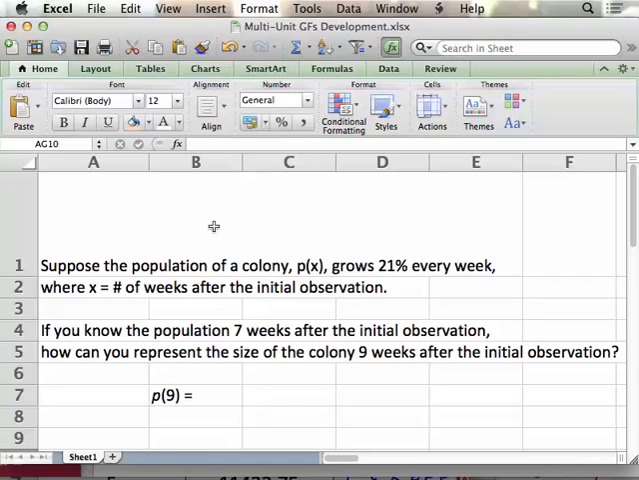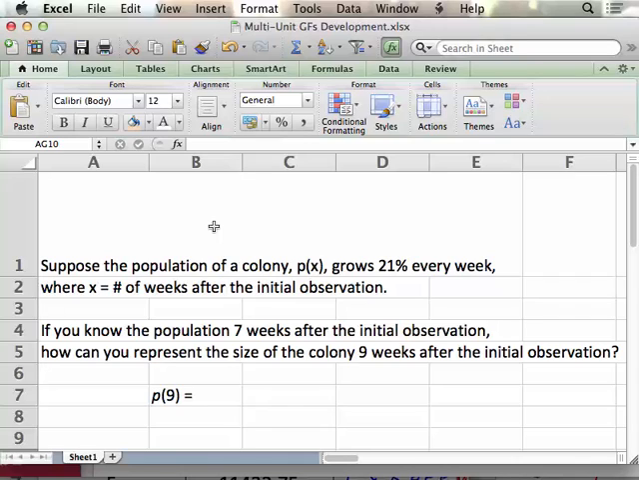We said exponential growth, we can kind of look at it in 2 lenses. There's this repeated multiplication by the growth factor on an output to get the next output. And then also, that results in a consistent percent change, right? Both of those are true about exponential growth. Okay? So if you know the population 7 weeks after the initial observation, how can you represent the size of the colony 9 weeks after the initial observation?